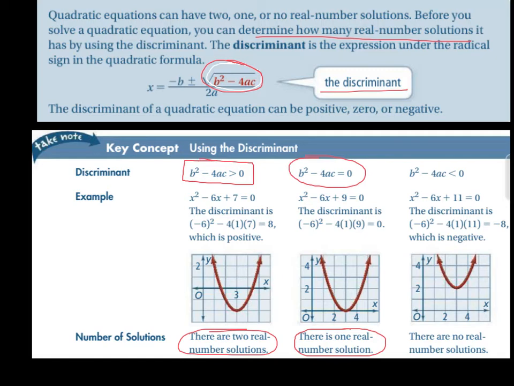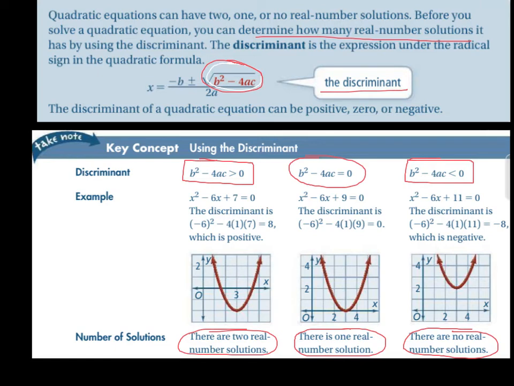And that's because, remember, this b squared minus 4ac is under the radical. So if it turns out to be 0, I've just got the square root of 0, which is only going to leave the negative b divided by 2a. And if that discriminant turns out to be less than 0, negative, then that means there are going to be no real number solutions, that the graph is never touching the x-axis, and therefore there are no solutions.